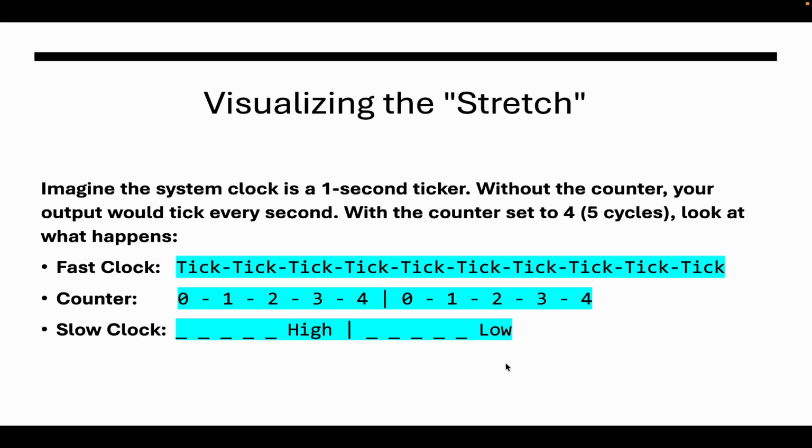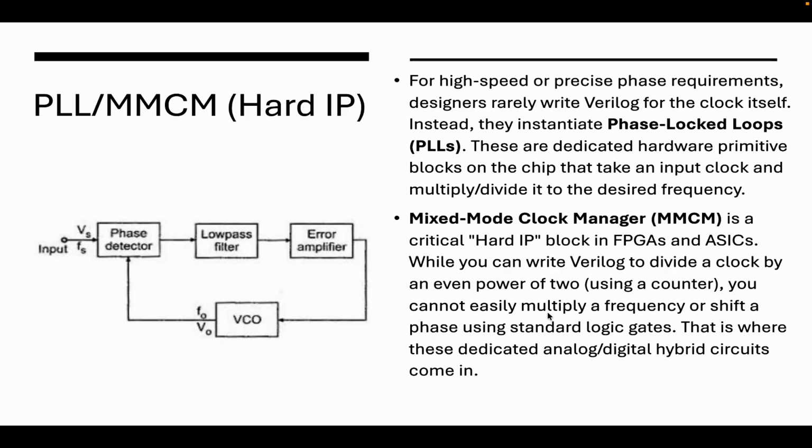Again, it will wait for the 5 count, then it will go low. So this is how they slow down the clock. Also, for high speed applications, we require a PLL, phase lock loop, or the MMCM, mixed mode clock manager. This is a bit lengthy topic to talk about, so we'll discuss it in the next lecture. After we finish off the basics, we'll talk in depth about this. For now, you can understand that it is for high speed clock requirements.